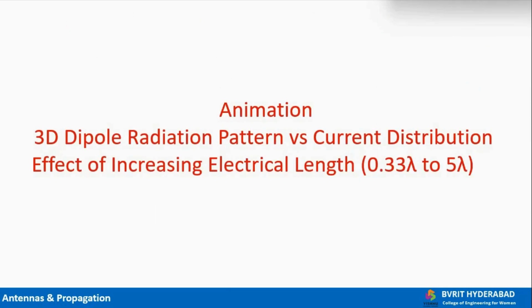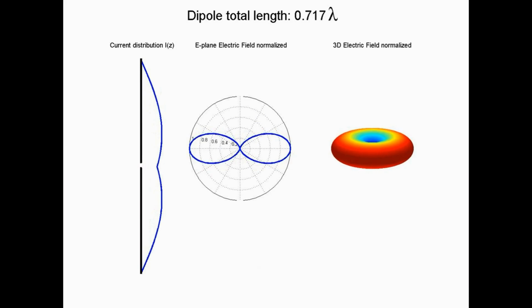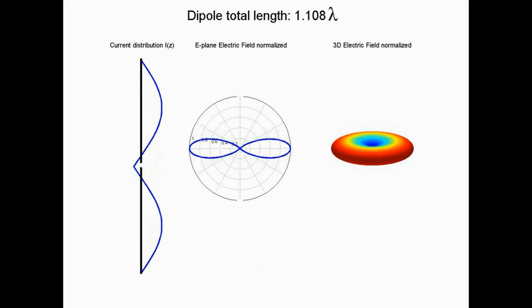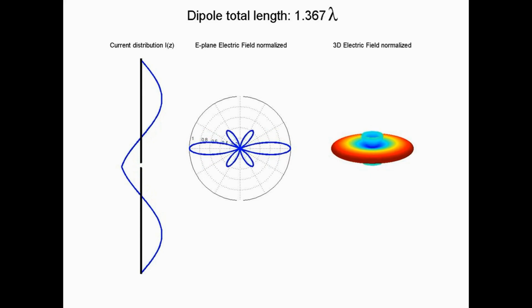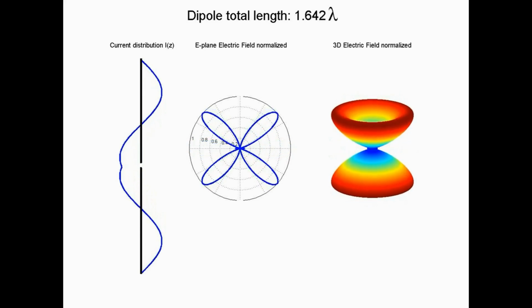This animation illustrates the effect of electrical length on the radiation characteristics of a thin linear dipole antenna. Starting at 0.33 lambda, the current distribution is concentrated near the center, producing a broad donut-shaped radiation pattern with maximum radiation perpendicular to the antenna axis. As the length increases to half a wavelength and beyond, the current distribution extends along the conductor while maintaining standing wave behavior. The radiation pattern becomes more directional and the beamwidth begins to decrease.